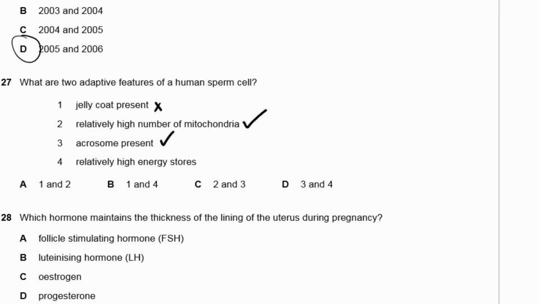Are there relatively high energy stores? No. The egg has high energy stores. The sperm just produces energy quickly. It doesn't need to store it. It just needs to produce it. So 2 and 3 only. So the answer is C.